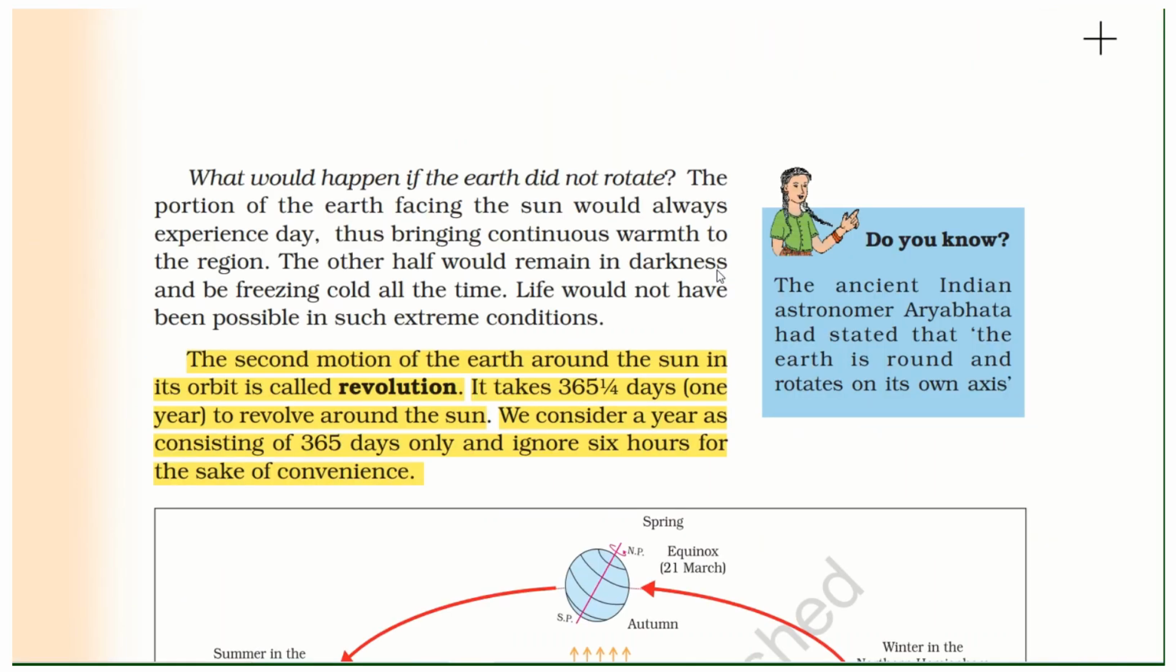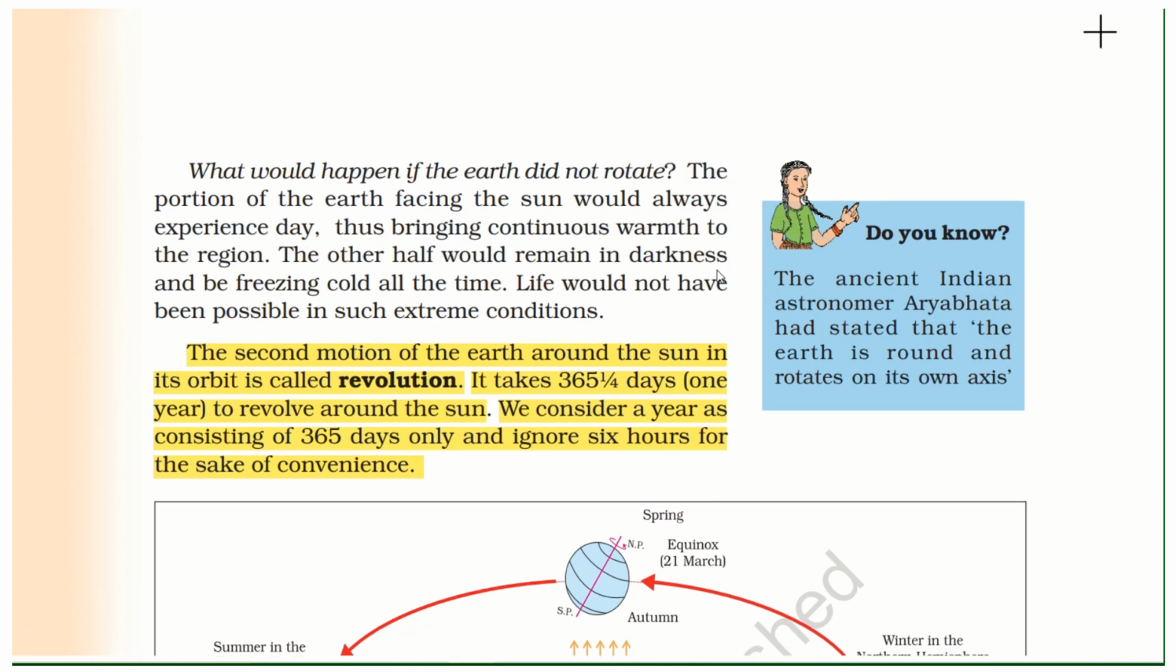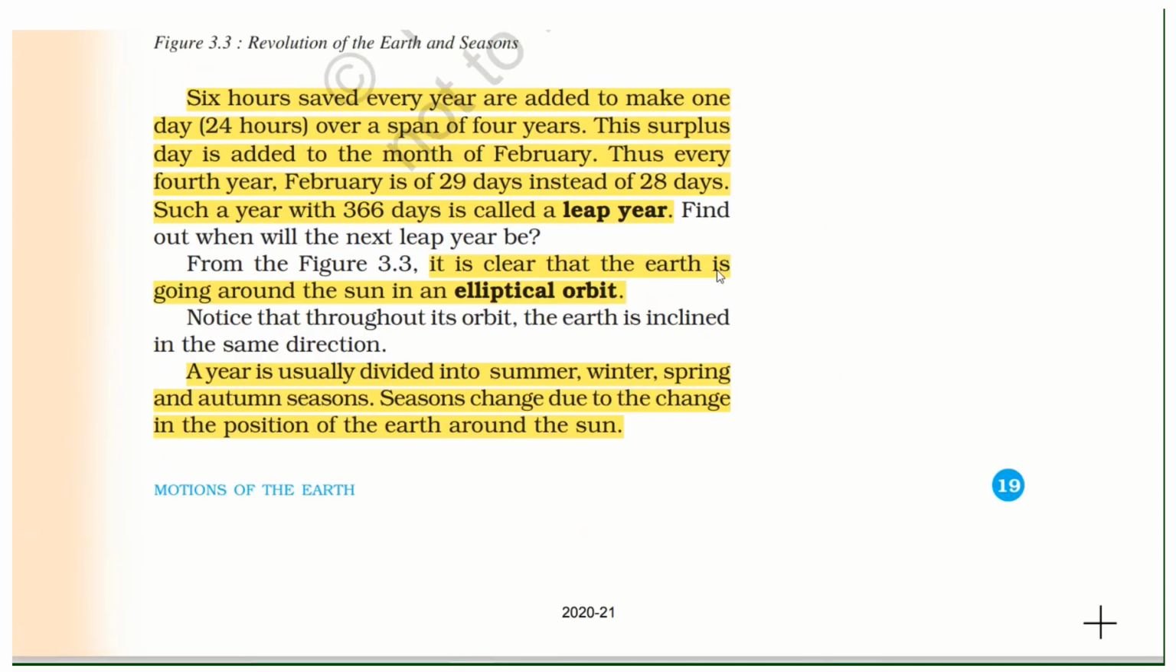The second motion of the Earth around the Sun in its orbit is called revolution. It takes 365 days to revolve around the Sun. We consider a year as consisting of 365 days only and ignore 6 hours for the sake of convenience. The 6 hours saved every year are added to make one day. Over a span of 4 years, the surplus day is added to the month of February.